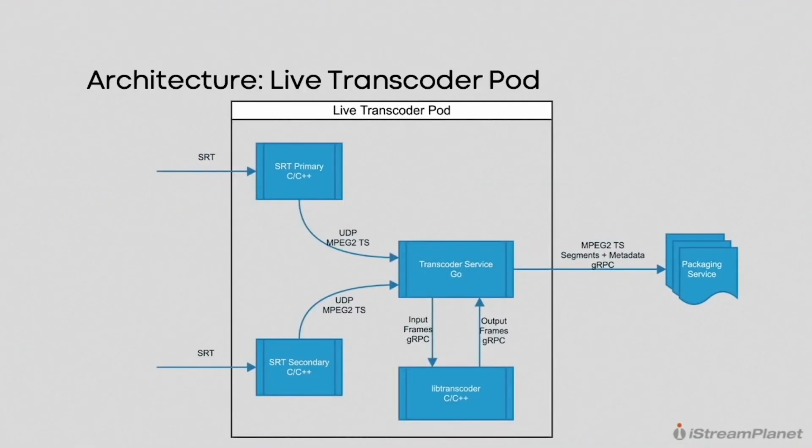Here we can see the flow of data through the live transcoder pod. First, source is received over SRT to the two SRT translation containers. Second, MPEG-2 TS is then fed to the transcoder service, where both primary and secondary feeds are demuxed, and the transcoder service decides which feed will be forwarded along to the transcoder container. Third, libtranscoder sends the received input frames through its media processing pipelines and outputs frames based on the configured ABR ladder. And fourth, the transcoder service collects output frames into GOPs, then GOPs into segments, typically 4 or 6 seconds in duration, and sends those segments to the packaging service along with attached metadata.